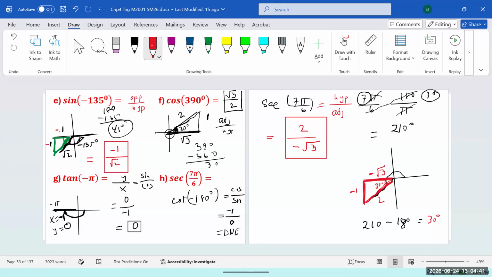And if they want the rationalized answer, in your MyMathLab, then you multiply numerator and denominator by square root of 3. So you get 2 square root of 3 divided by 3. They are the same. But personally, I don't care.